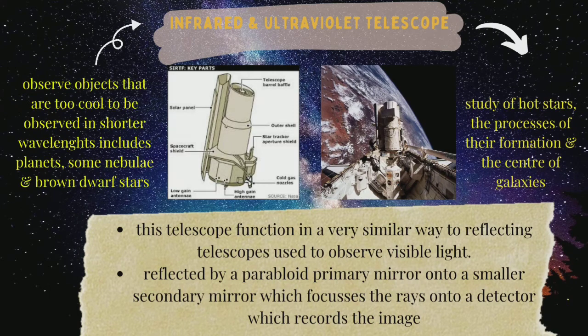Ultraviolet telescopes can make observations of hot and energetic objects that don't emit visible light. This allows a more detailed study of hot stars, the processes of their formation, and the center of galaxies, for example.